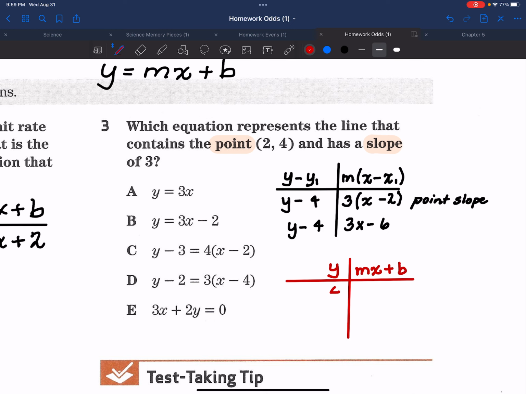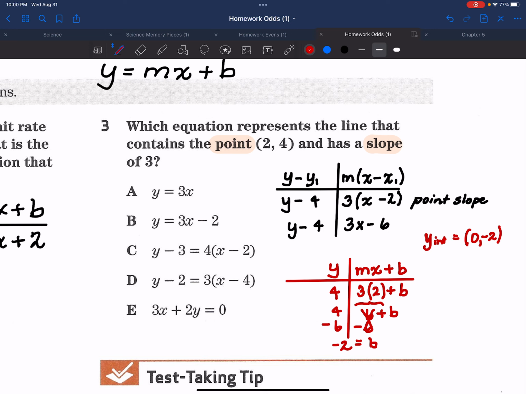Well, we know a y, we know slope, we know an x, but we don't know the y-intercept. So let's find it. This would be 6 plus b is 4. So let's move the 6, so that we know b is negative 2. Now what that means is that the y-intercept is (0, negative 2).